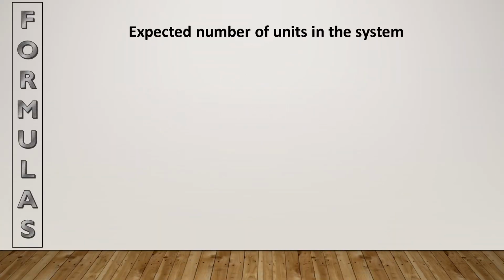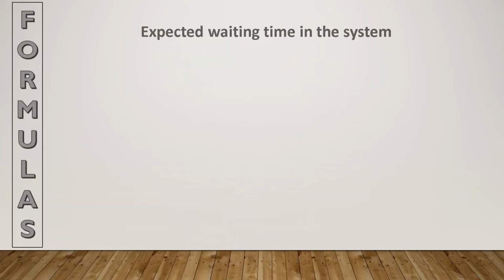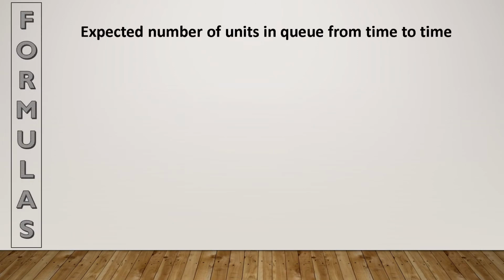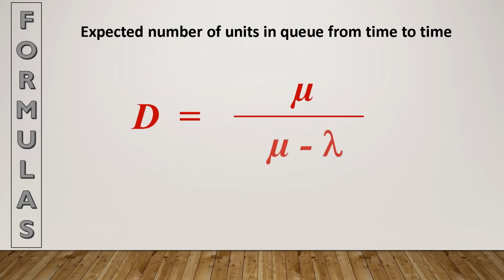Next, expected number of units in the system. The formula will be L is equal to L sub q plus the mean arrival rate divided by the mean service rate. Next, expected waiting time in the system. The formula will be W is equal to W sub q plus 1 divided by the mean service rate. Next, expected number of units in queue from time to time. The formula will be D is equal to the mean service rate divided by the result of the mean service rate minus the mean arrival rate.